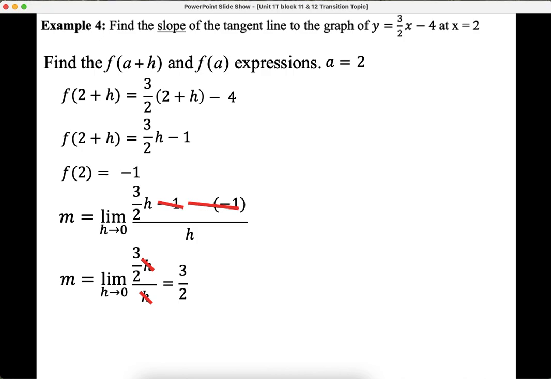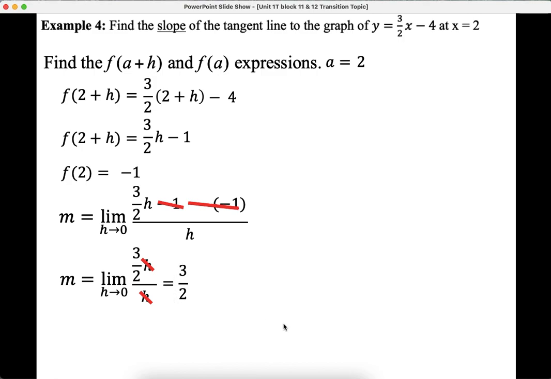So now pause and look at the slope and look at the function. So if you realize that this function is a line, and the slope of the line is 3/2 and the y-intercept is negative 4, which doesn't matter. But if you notice that, if you know that, the slope of a line is constant, then any quote-unquote point of tangency will have the same slope.